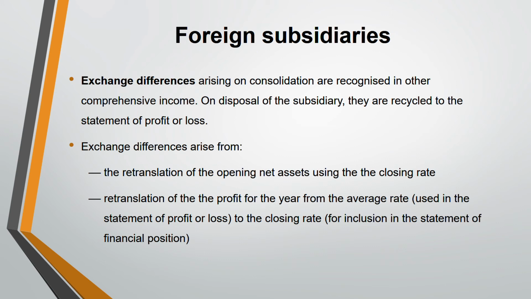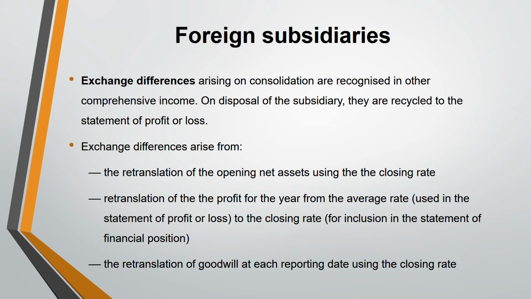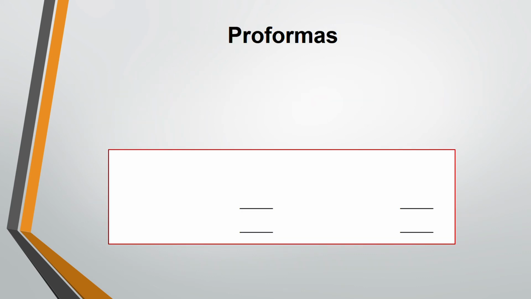And the third one, goodwill. When you are translating the goodwill, remember every reporting date you have to retranslate the goodwill using what? Closing rate. And every year the closing rate changes. So exchange differences. Now let us go to the pro forma. For the pro forma, opening net assets and profit are together. You don't calculate net assets separately, profit separately. But if you want, you can do that also. But it's time consuming. Better to do it together. Okay, so net asset and profit are together, and for goodwill, it's separate.